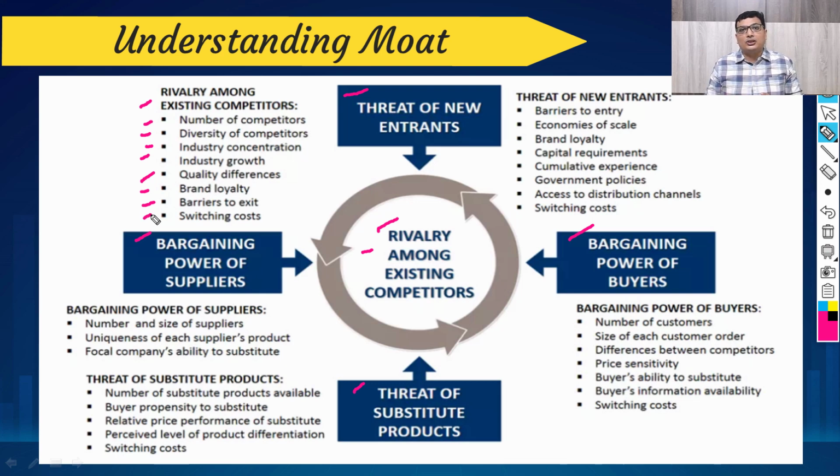Suppose you are buying some product of ITC, like a soap, and there is another product like Lux, from HUL. The switching cost is very low there, correct? So you have to understand whether the customer is able to move from one product to another easily, then that is a negative for that company.